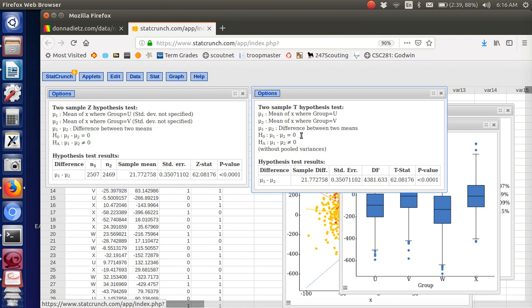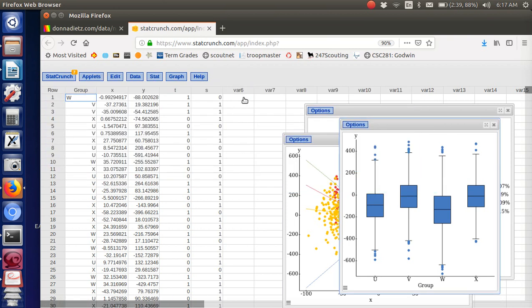But if we had a small sample, we should be using a t-hypothesis test. So when in doubt, always use the t-hypothesis test, because if you're wrong, it doesn't matter. But if you use the z-hypothesis test when you're not supposed to, you could get wrong answers. Okay, so the t-hypothesis test always catches up to the z-hypothesis test eventually when you get a large enough sample size. So when in doubt, use t.